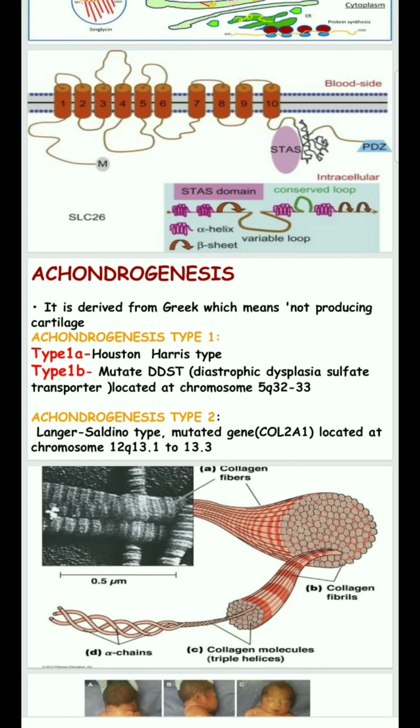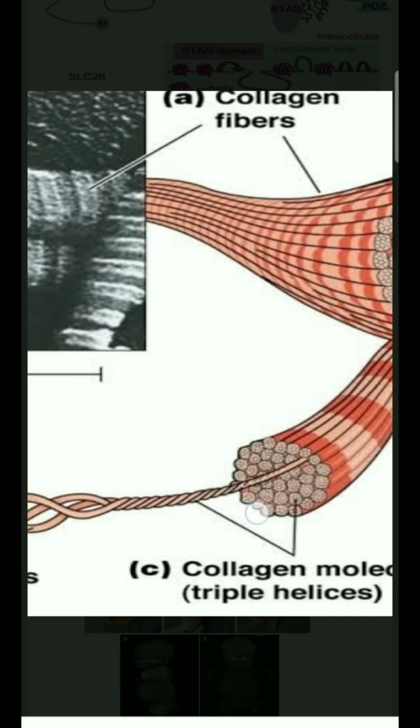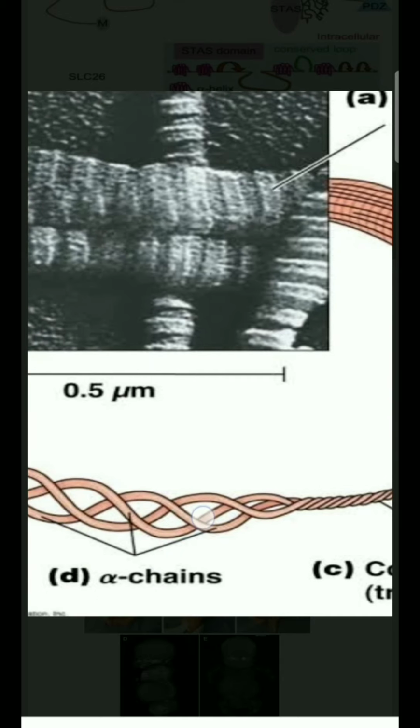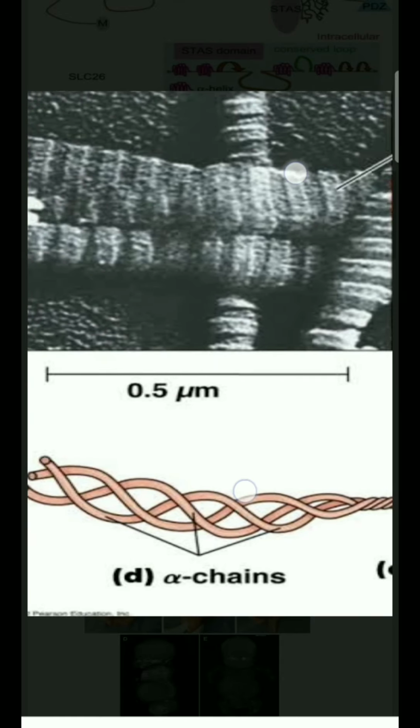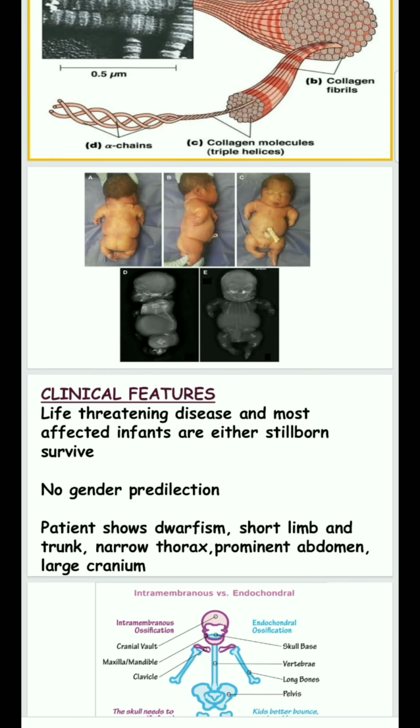The achondrogenesis type 1 is further divided into type 1A and type 1B. Type 1A is called Houston-Harris type. Type 1B is due to the diastrophic dysplasia sulfate transporter getting mutated. And achondrogenesis type 2 is due to the alpha chain of the collagen fiber getting mutated, so that leads to achondrogenesis type 2.